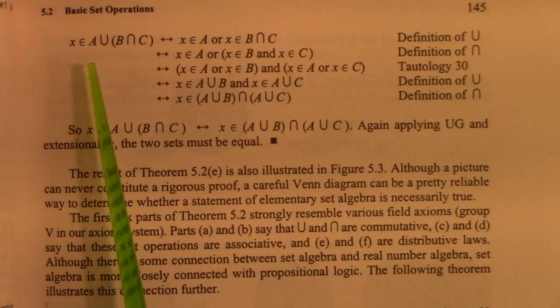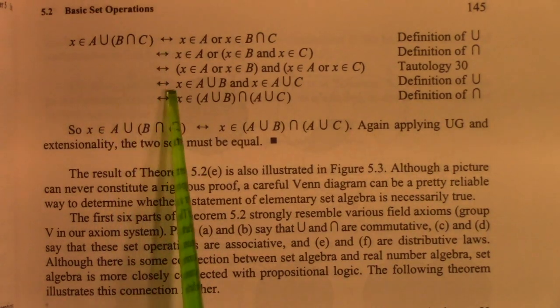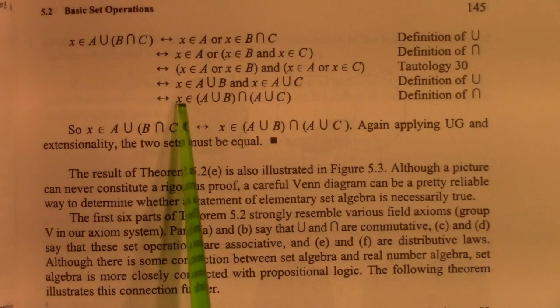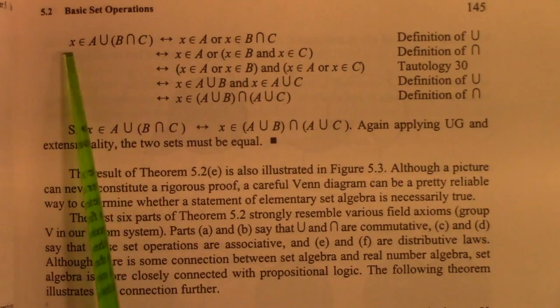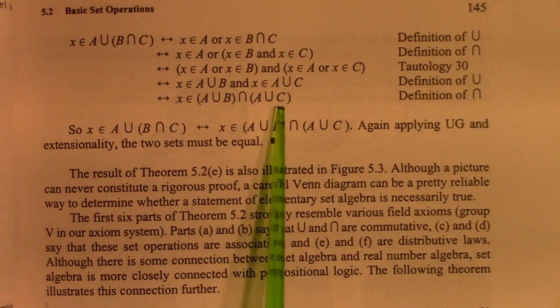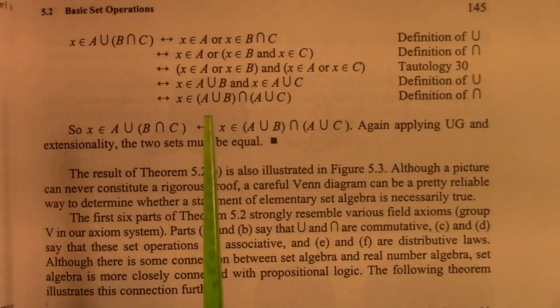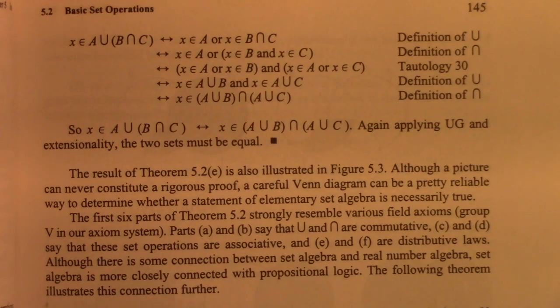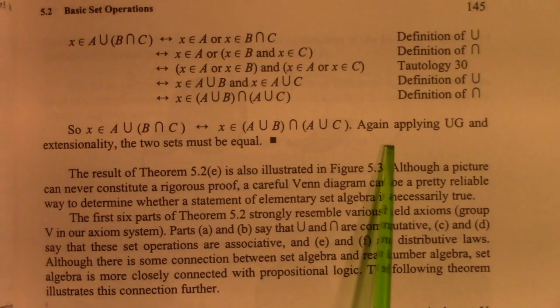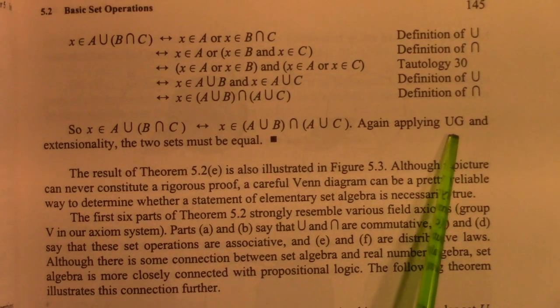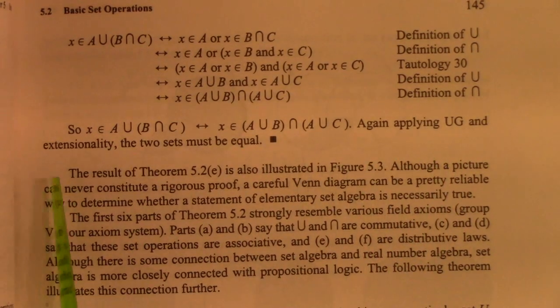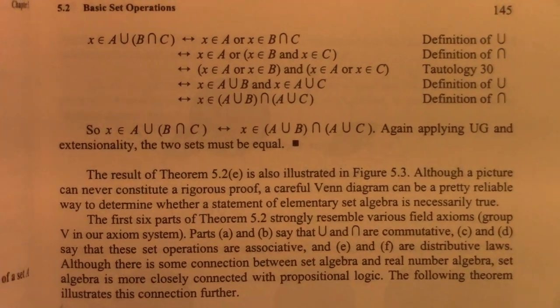So because each one of these is a biconditional, by transitivity of biconditionals, we then have X is in here if and only if X is in there, which is to say that they're two sets with the same elements. And then in here, he's applying UG and extensionality. So he has labeled the extensionality axiom as UG. All right, so I thought it would be good for us to look at that proof. Now you've seen it.